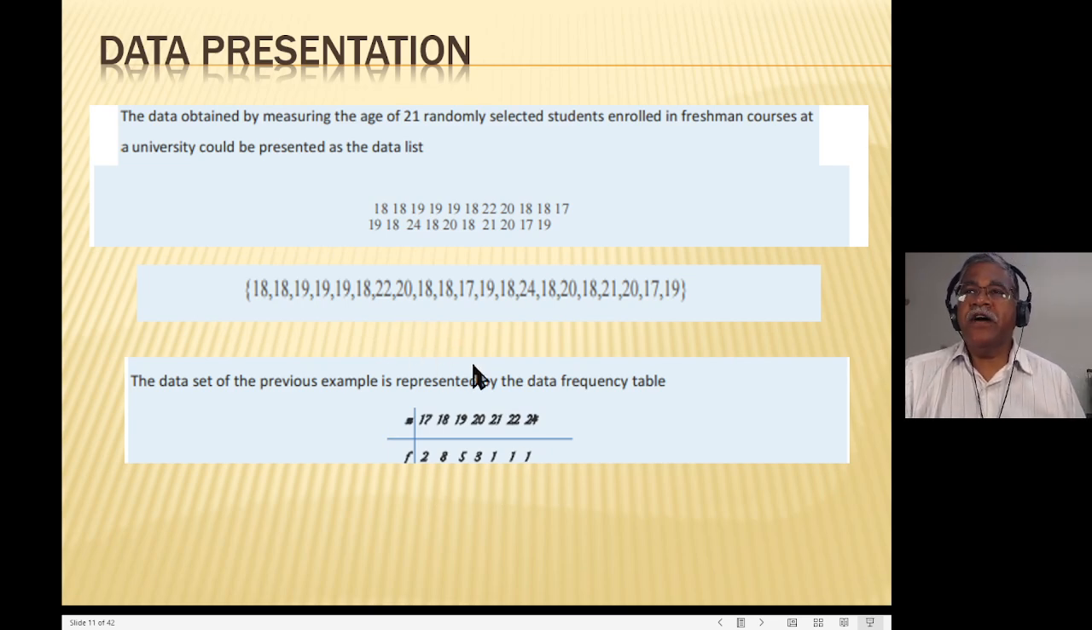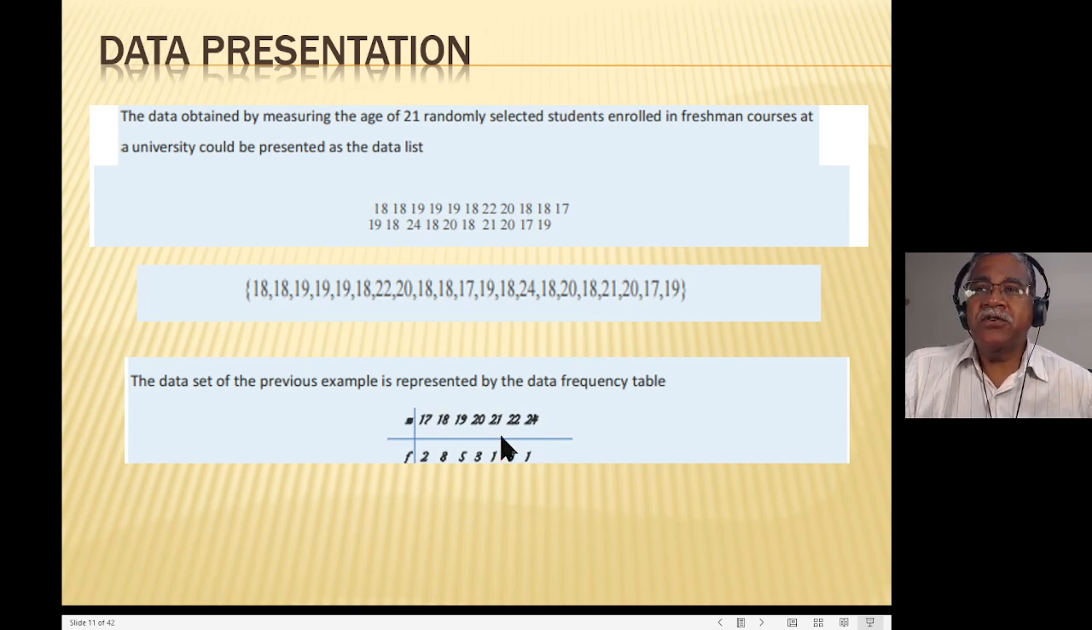Well, one thing you could have done in between this point and this point is to write them in increasing order, right? So all the 18s, all the 19s, then right up to 24. But a better way to do it would be to create what is called a frequency table. You write all the ages, and you say how many of these there are. So right away you can see that the youngest age is 17 and the oldest age is 24.